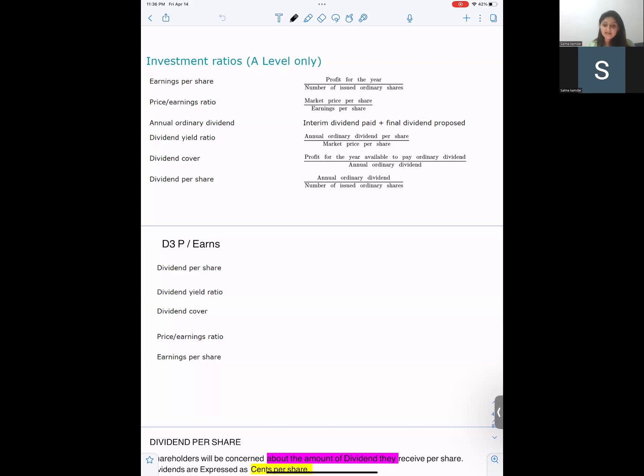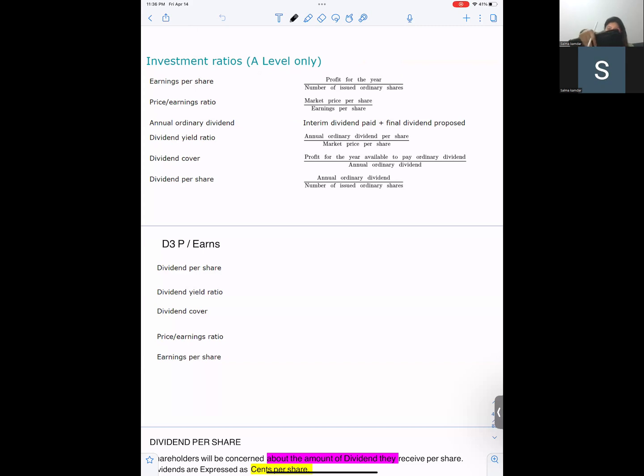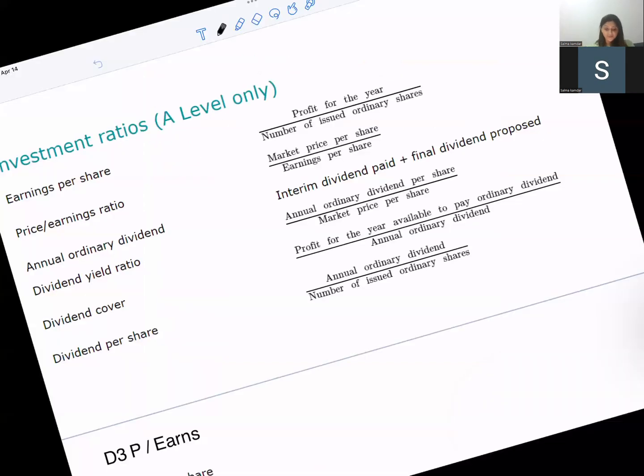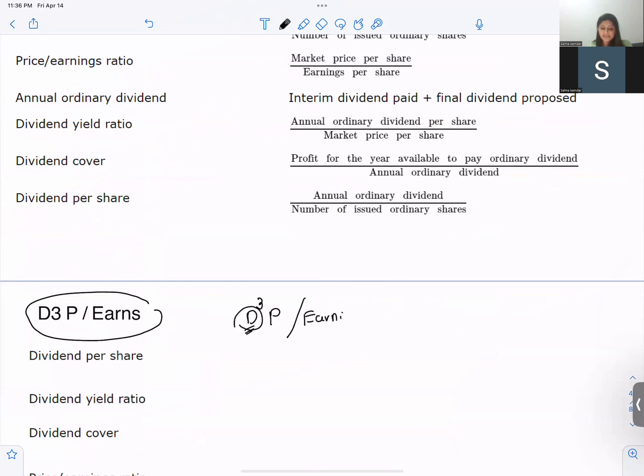We are going to discuss the investment ratios. So basically, we have 3D. We memorize it with the formula D3P, your DP earns. So there are three formulas starting with D, one with P, and earns.